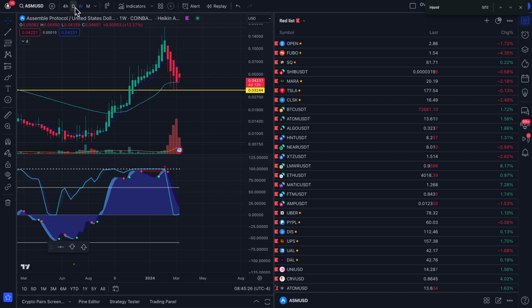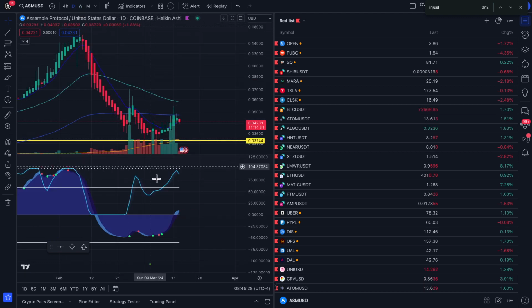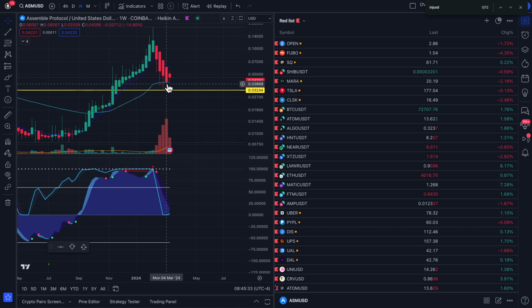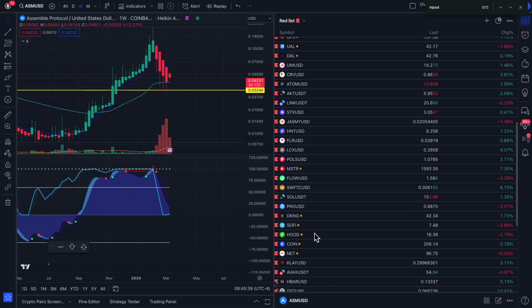Okay, stochastics on the floor here. And again, we're just trading the technicals. We're bouncing right on the 50 right now, so I like where the stochastic's at. You want to make sure it holds 0.03.